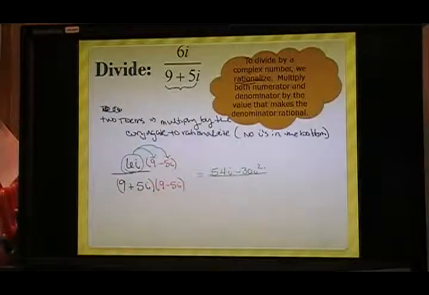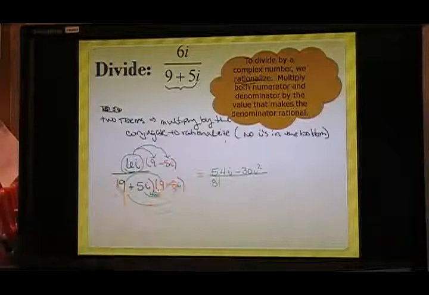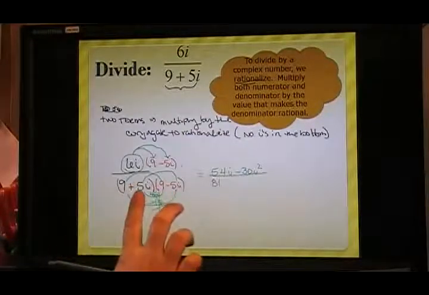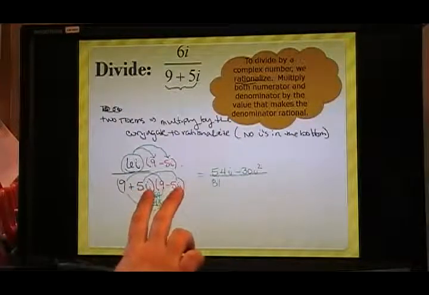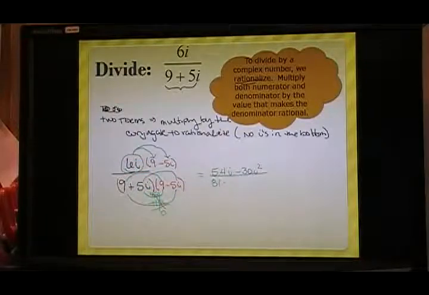In the denominator we can FOIL. 9 times 9 is 81. If I multiply my inner two, that's 45i. When I multiply the outer two, the 9 by the negative 5i, I get negative 45i, which adds to 0. And that's always really what you want to happen when you multiply by the conjugate. And then when we multiply last times last, the positive 5 times the negative 5 is negative 25. The i times the i is i squared. So we have minus 25i squared.